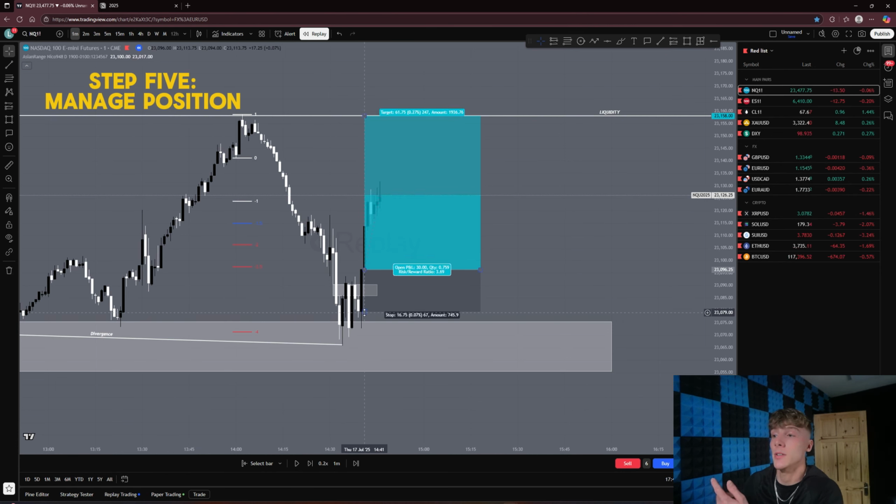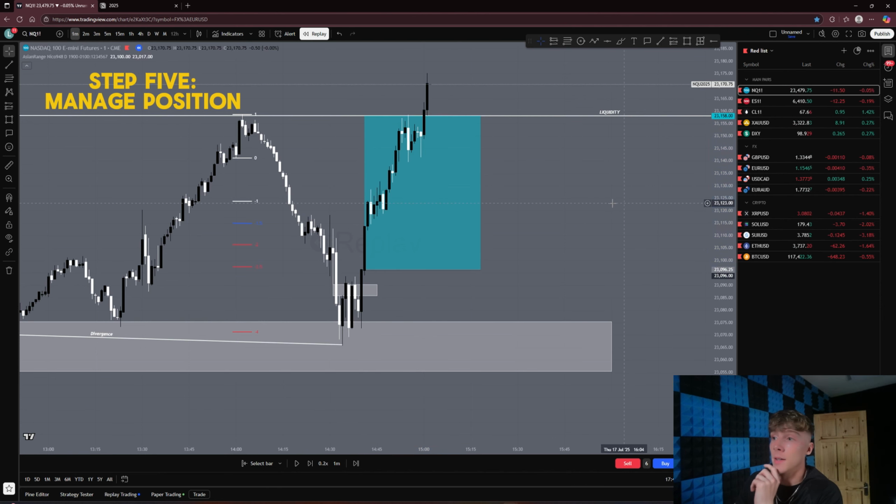Now, in order to protect myself, I don't want to see price come back down here. We've had a very good push out of here, so I wouldn't want to see price return. So I would set break even. And then price comes straight up, targeting the opposing draw of liquidity.